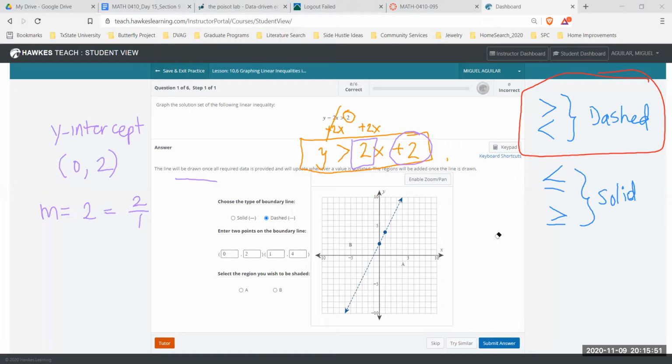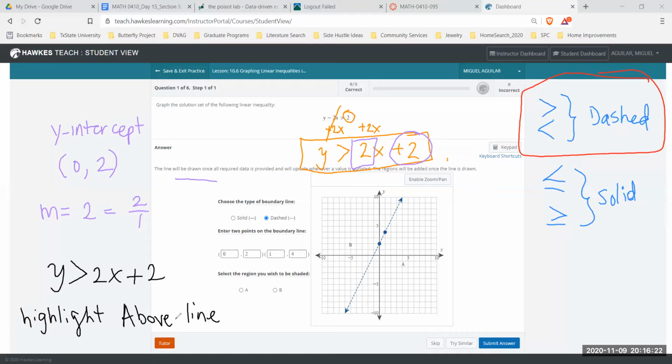Okay, so now to determine which region we're going to highlight, we just need to interpret the inequality that we have. Y is greater than 2x plus 2. This is telling me to highlight the region that's greater than the line. So you need to associate in your head the word greater than means above. Highlight above the line.